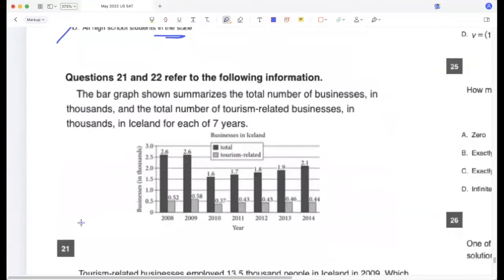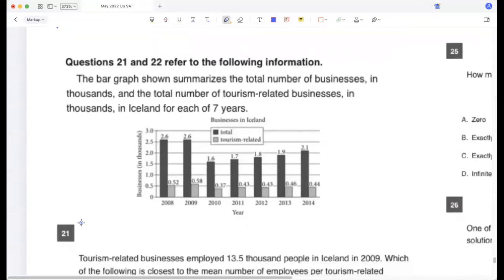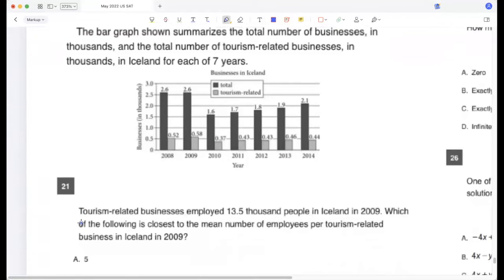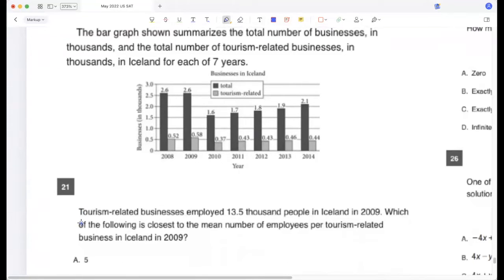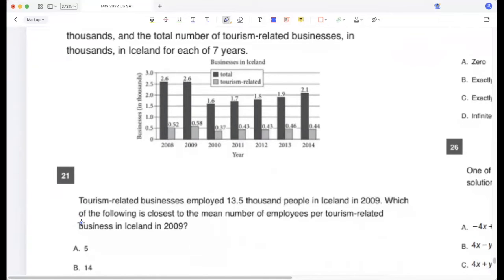The bar graph shown summarizes the total number of businesses in thousands and the total number of tourism-related businesses in thousands in Iceland in each of 7 years. Tourism-related businesses employed 13.5 thousand people in 2009. Which of the following is closest to the mean number of employees per tourism-related business?